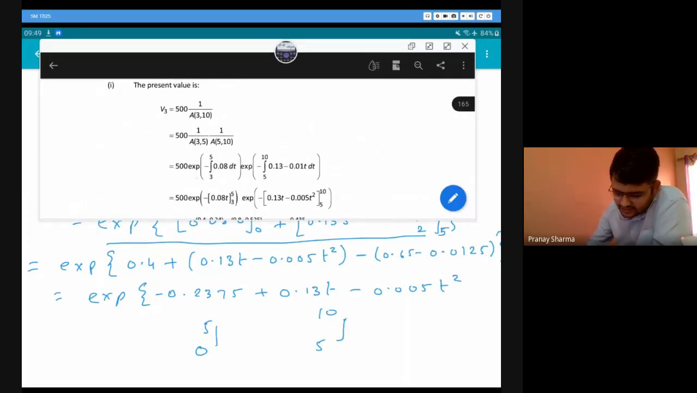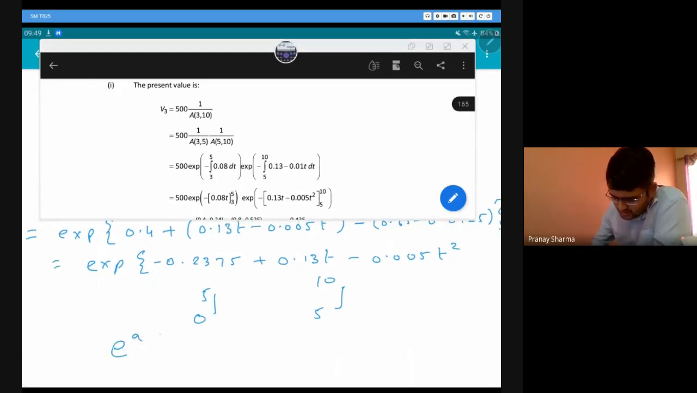You can write them in this form as well, because e raised to a plus b is equal to e raised to a into e raised to b. You can write it in this form as well, but it does not make any difference.